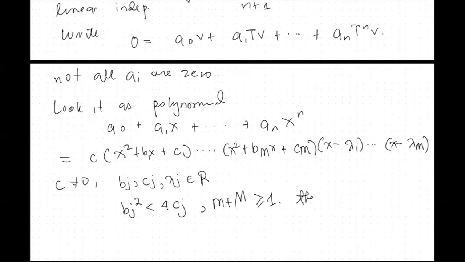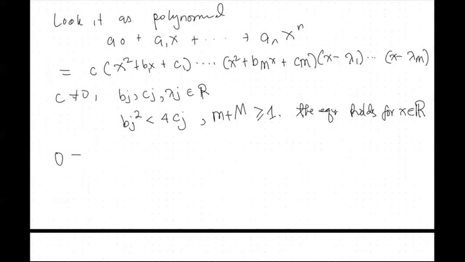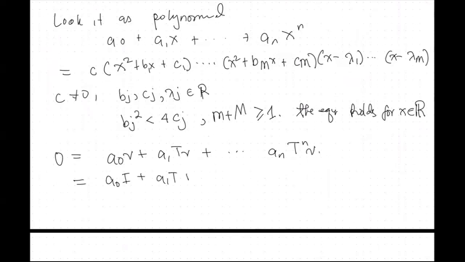And then the equation holds for x in R, real number. Then 0 here can be written as a0 v plus a1 t v plus up to an t^n v. By a property of linear operator, we can put our v outside. So (a0 I plus a1 t plus up to an t to the n) multiplied by v.